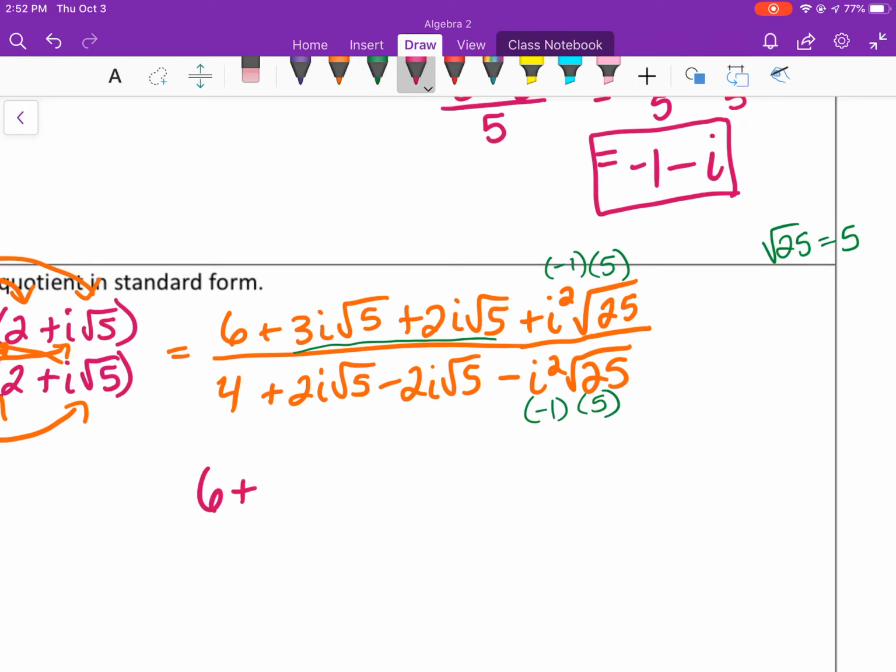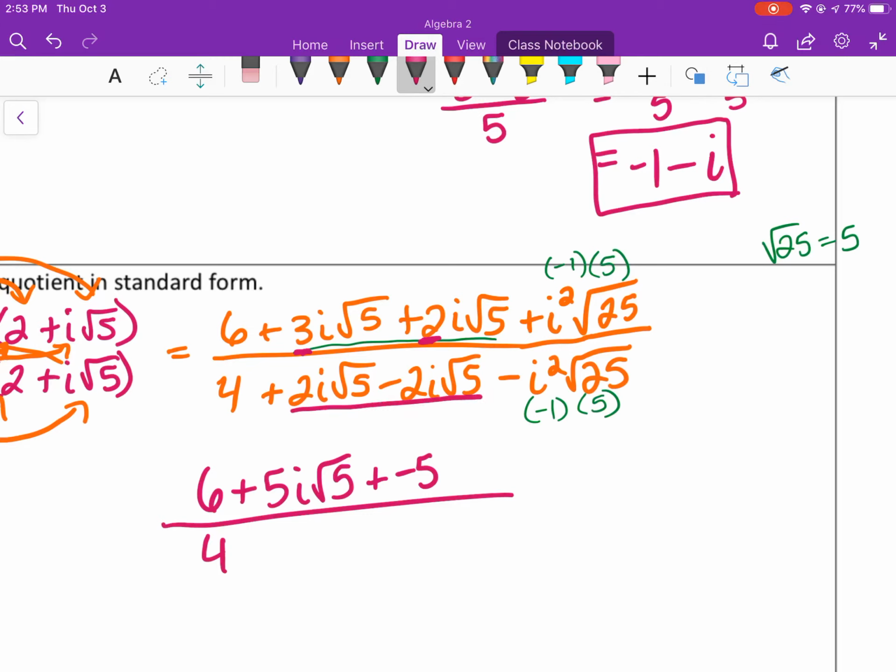We're going to have 6 plus 3I square roots of 5 and 2I square roots of 5. They have the same thing attached to them, so those are like terms. So that's 5I square roots of 5. You just add the coefficients, just like 2x and 3x is 5x. And then you're going to have plus negative 1 times 5 will be plus negative 5 there. All over 4, 2I square roots of 5 and negative 2I square roots of 5 equals 0. Then you have minus, and these two will give you another negative 5.